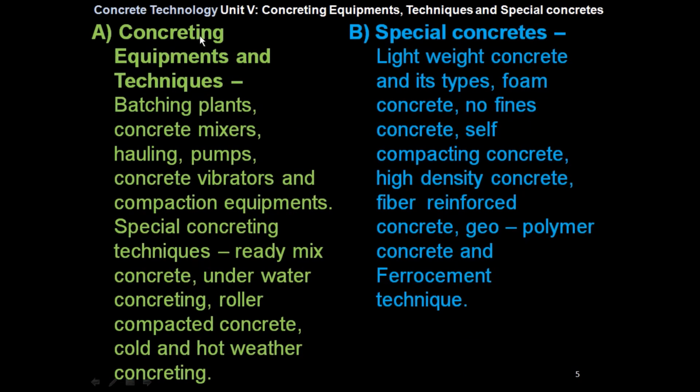So this is the syllabus of unit number 5, concreting equipments, techniques and special concrete. It has part A, concreting equipments and techniques, which include batching plant, concrete mixers, hauling, pumps, concrete vibrators and compaction equipment. Special concreting techniques: ready mix concrete, underwater concreting, roller compacted concrete, cold and hot weather concreting. It also includes part B, special concretes: lightweight concrete and its types, foam concrete, no fine concrete, self-compacting concrete, high density concrete, fiber reinforced concrete, geopolymer concrete and ferrocement technique.